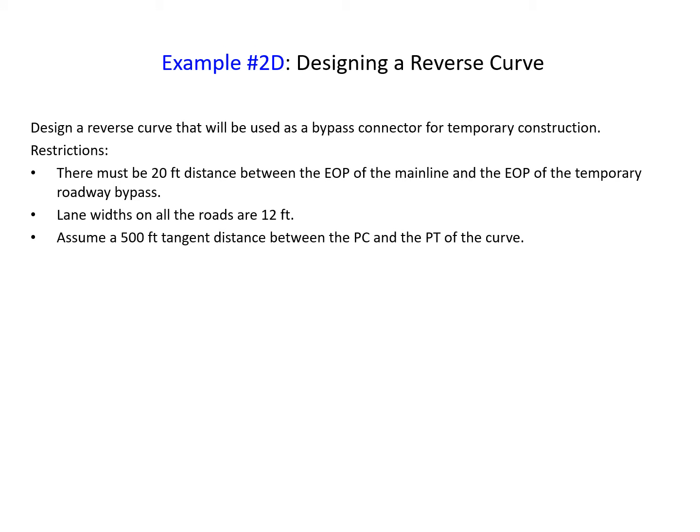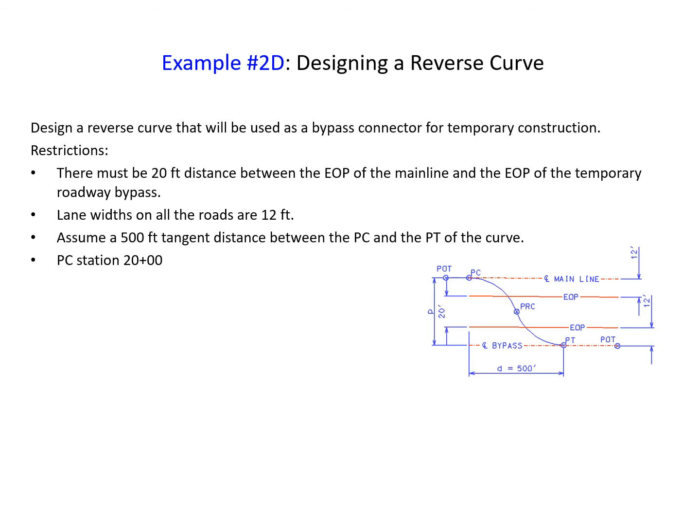Assume a 500-foot tangent distance between the PC and the PT of the curve. The PC station is at 20 plus 00. We have a lot of information. Let's go ahead and create a diagram that puts all the numbers together.